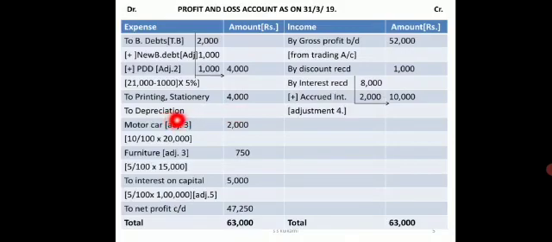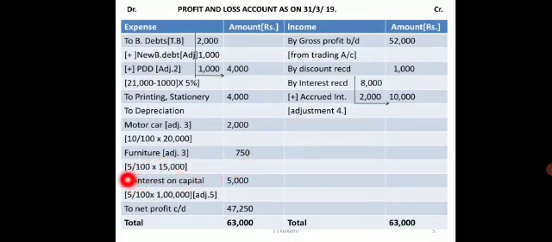Next you are coming to the third adjustment, depreciation. Now depreciation is a loss. So they have told that on motor car it is to be 10%. Now motor car is 20,000. So 10% of 20,000 comes to 2,000. Furniture is 15,000. 5% depreciation on furniture amounts to 750.